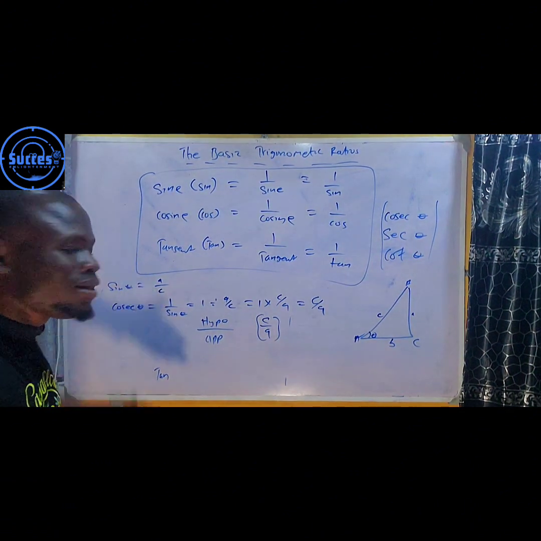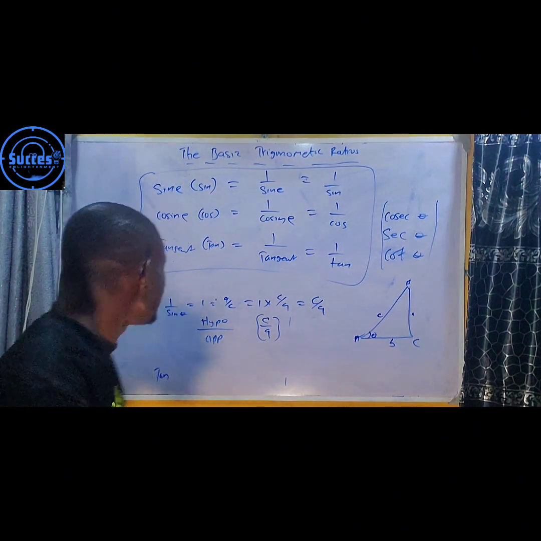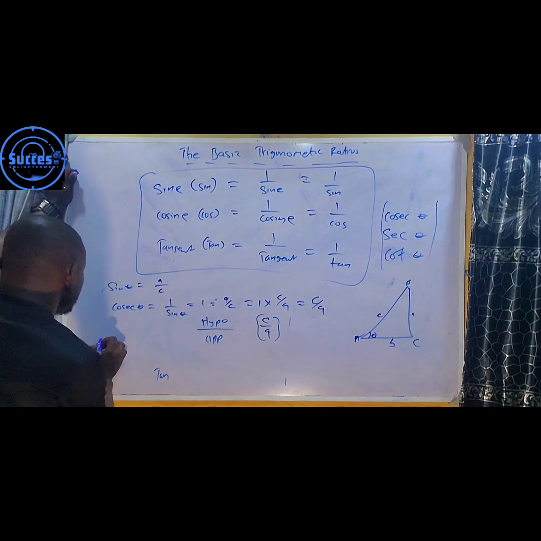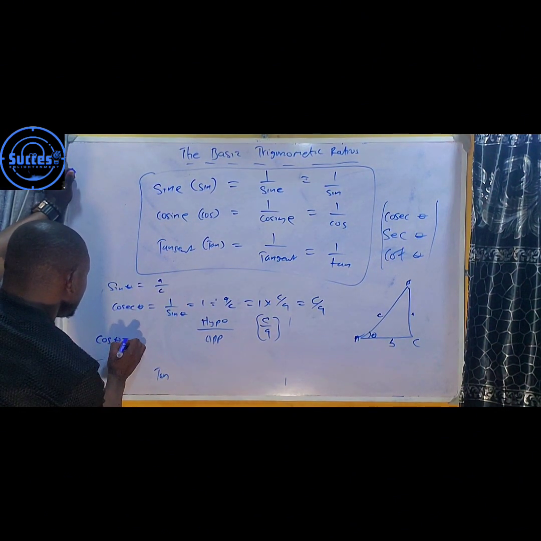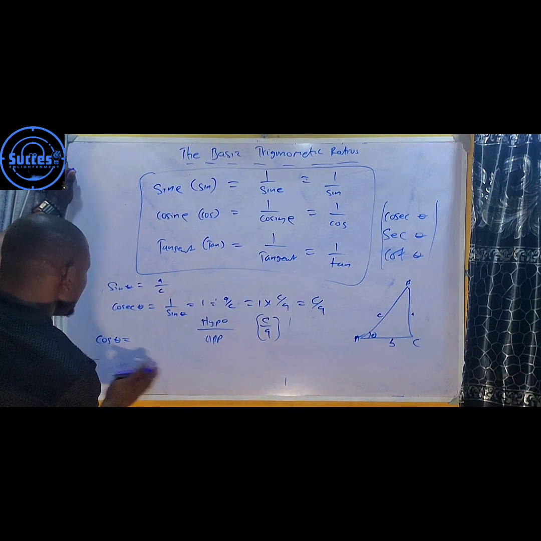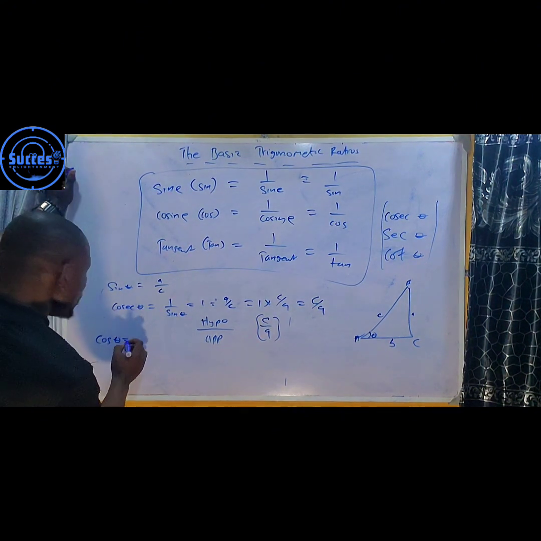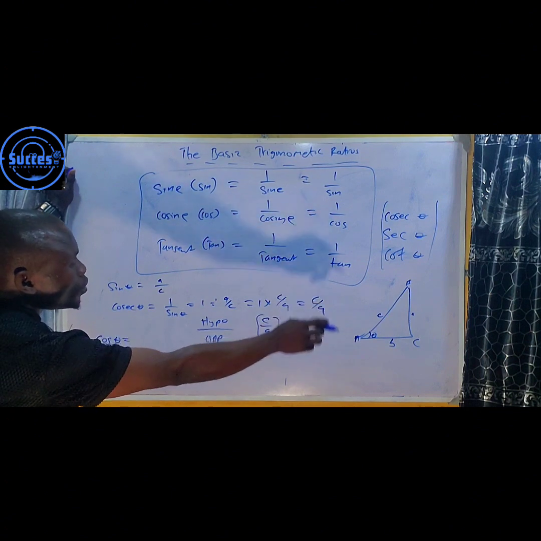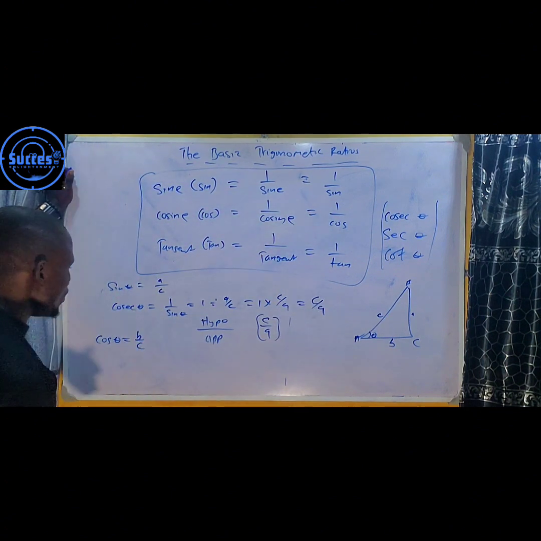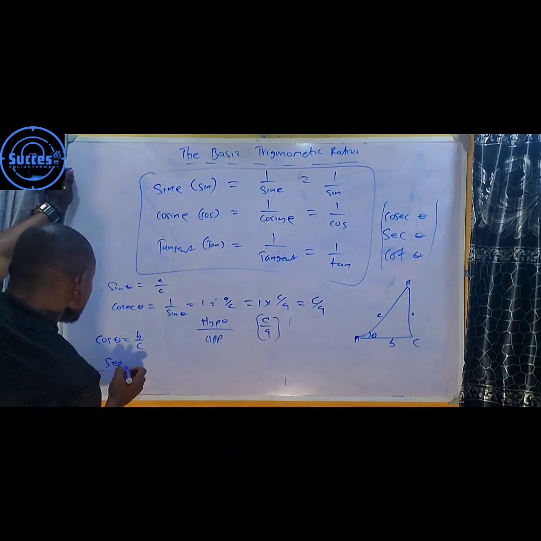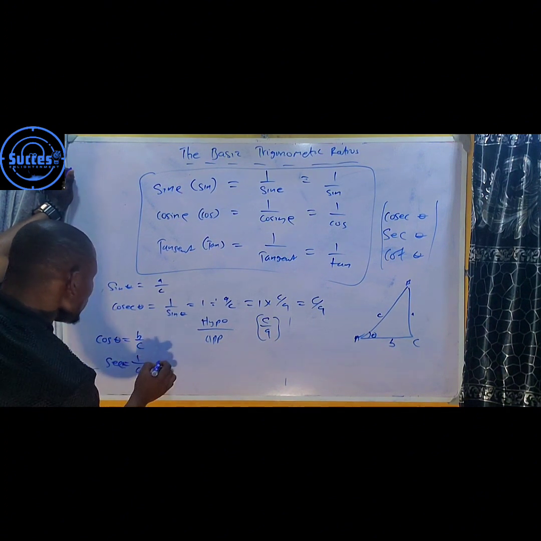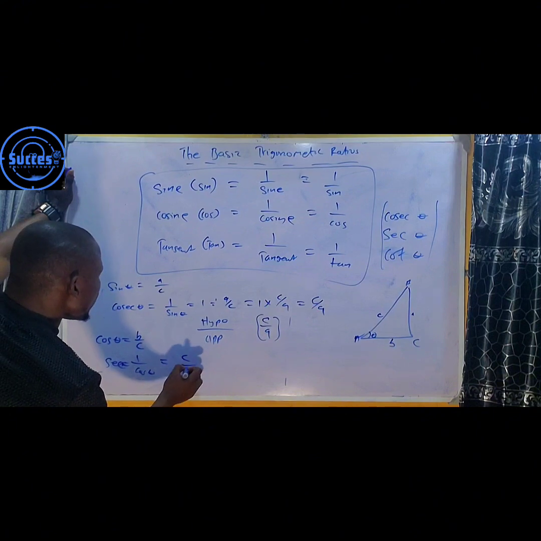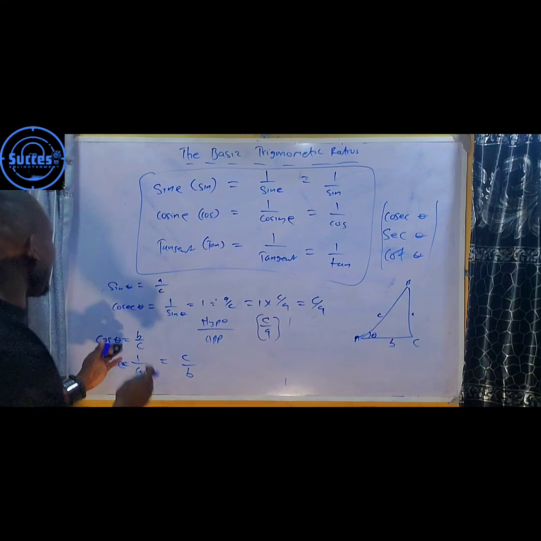Now the same thing. What is the difference between cos theta and secant theta? Don't forget, cos theta here will be B over C. But secant theta is the same thing as 1 over cos theta. It will now be equal to C over B, the reciprocal of cos theta.